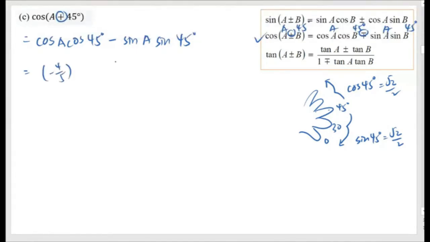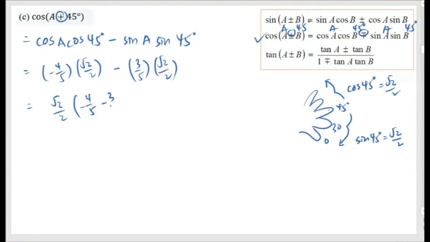Negative 4 over 5. Then what is your cos 45 degree? From here, square root 2 over 2. Then minus sine A. Sine A just now is 3 over 5. Then your sine 45 degree, square root 2 over 2. So you will get square root 2 over 2, better write out, negative 4 over 5 minus 3 over 5. So you get negative 7 over 5.